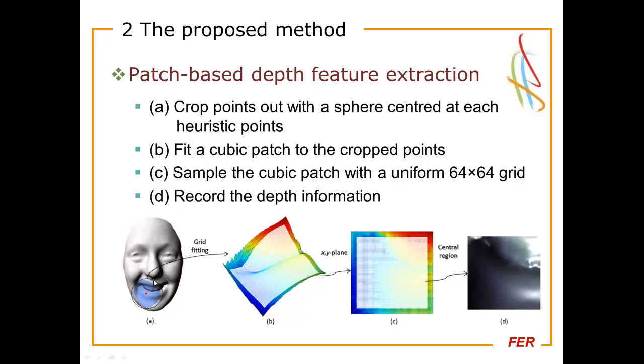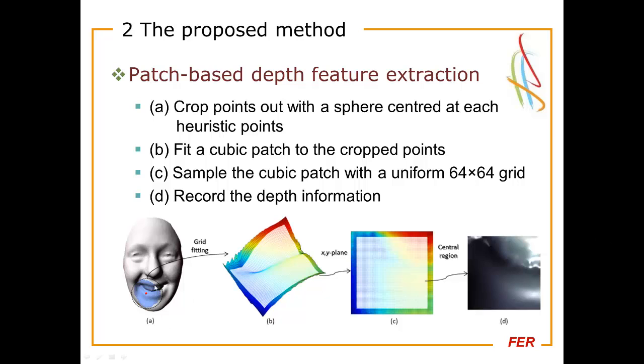Once a point has been located on the face, we put a sphere centered at these heuristic points to crop the point cloud out, and a cubic patch is fitted to the cropped points. And then we sampled the cubic patch with a uniform 64 by 64 grid in the XY plane. So the Z direction, the depth information, can be recorded in a 64 by 64 matrix.